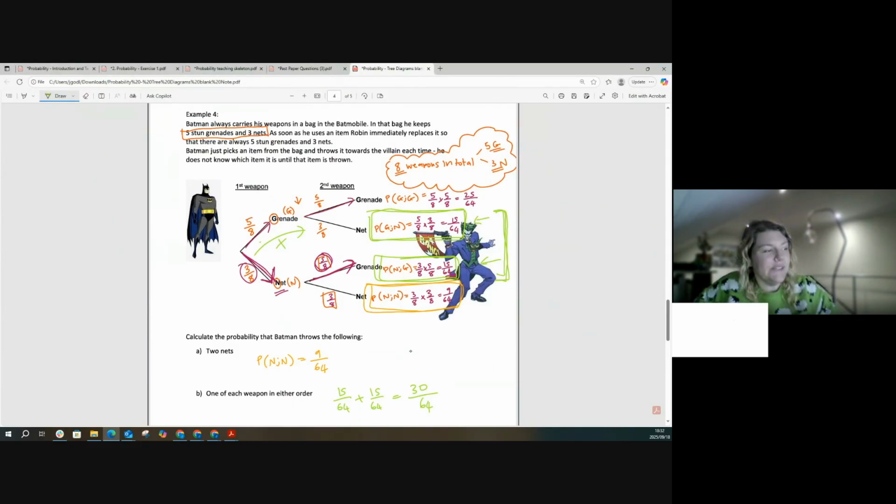Oh, because they said one of each weapon, in either order. And this one has 2 nets and this has 2 grenades. So there isn't one of each weapon. There's 2 of the same weapon.